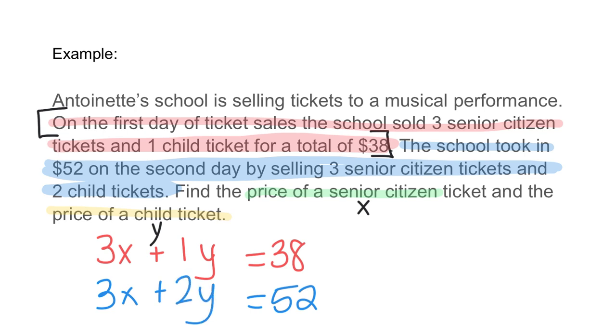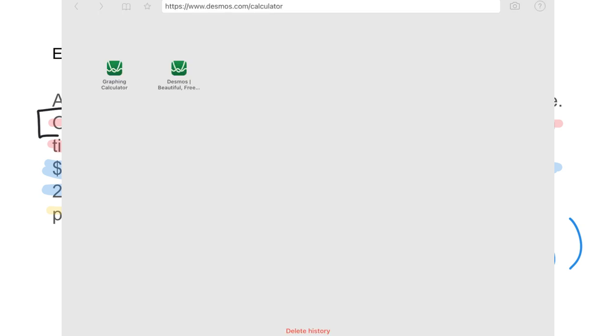And then again, we can graph that in Desmos to find our solution to it. And we find that a senior ticket costs 8 and a child ticket costs 13. I think that was right. 24 plus 26. Oh, it might have been 14. Hang on, I don't actually remember the answer to this. I was hoping my brain was working, but it may not have been.